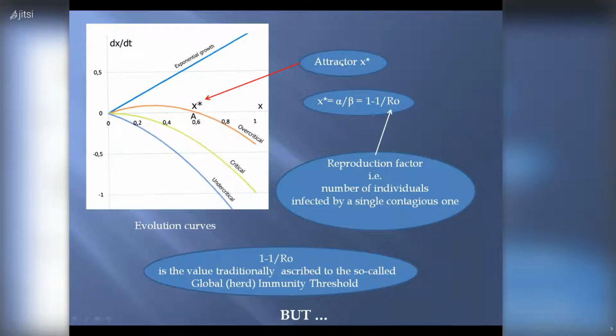Well, so the x value at the attractor, x star, is easily calculated from the above equation. It's alpha over beta. It can also be expressed in terms of R0, which is the well-known reproduction factor. It's found to be 1 minus 1 over R0. This is an interesting point because 1 minus 1 over R0, as shown here at the bottom, is the well-known value for the so-called global immunity threshold.